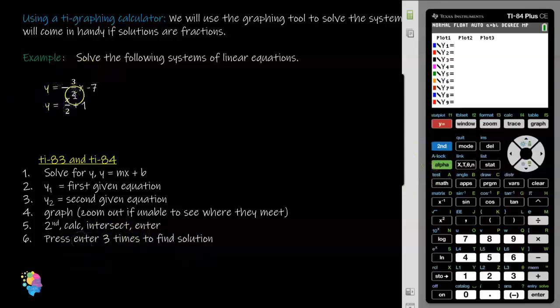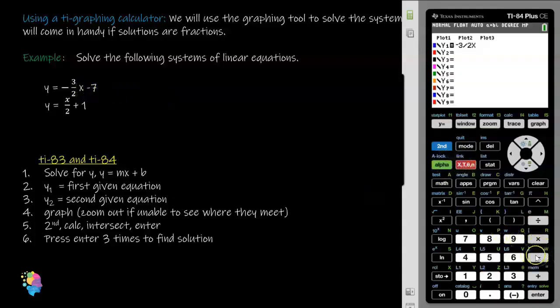Y is equal to negative 3 over 2x minus 7. So the negative, be very careful, is down here. This is not a negative, this is a minus. So this is negative 3 over 2x. So that would be negative 3 divided by 2, and then this is the key for the x. And then it's minus 7.